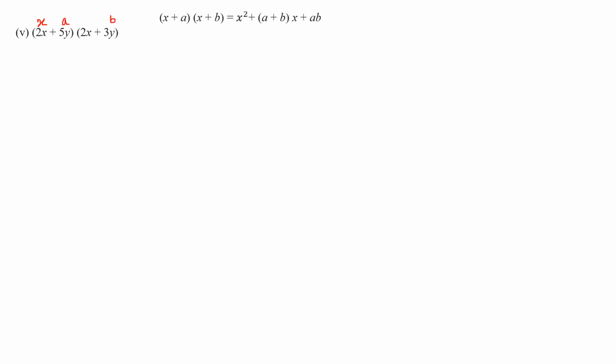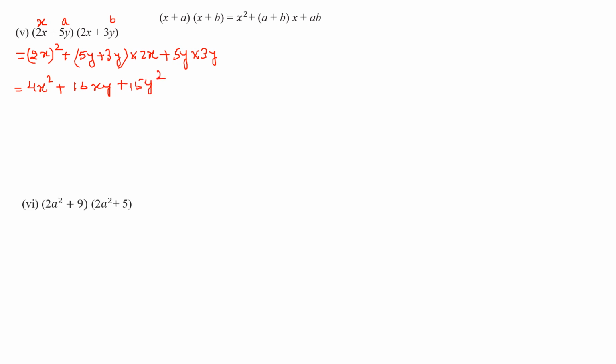So now use the identity. x² means (2x)², plus (a + b), so 5y plus 3y, times x, times 2x, plus 5y into 3y. So this will give you 4x², plus 5 plus 3 is 8, 8 into 2 is 16, so 16xy, plus 5 threes are 15y².